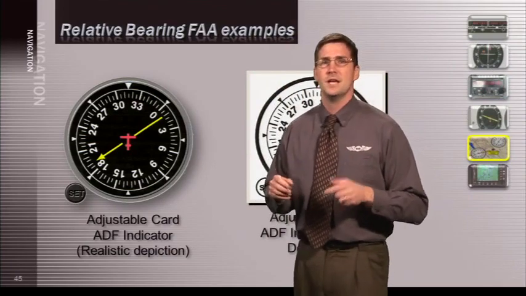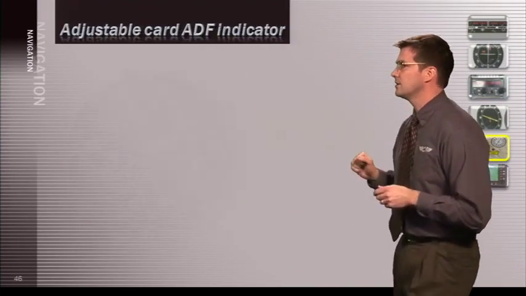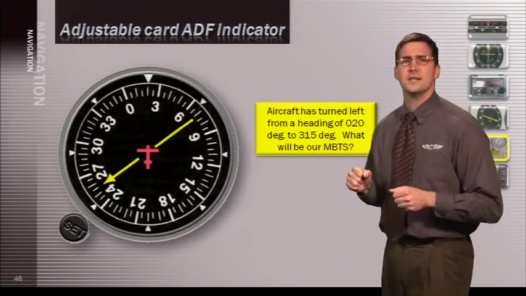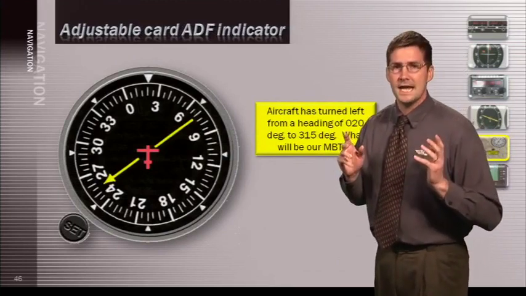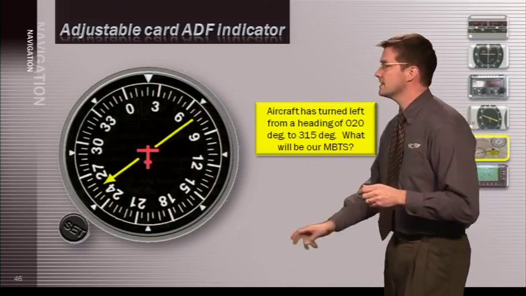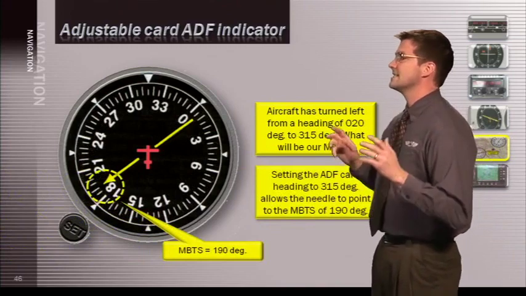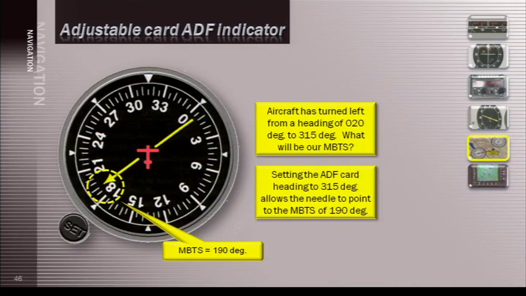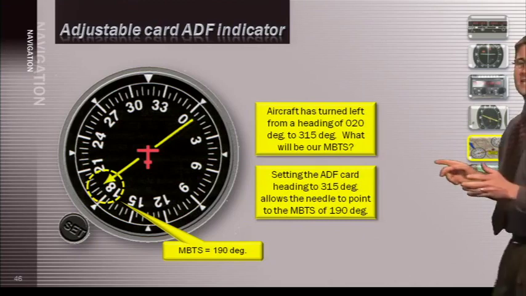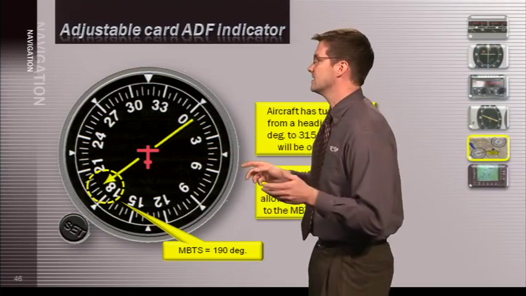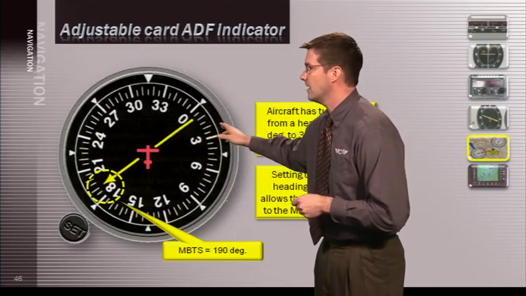Check this example. Here the aircraft has just completed a turn from 020 to a new heading of 315 degrees. With this adjustable card ADF, you set your new magnetic heading of 315 degrees using the set knob right here. Since the needle always points to the station, the bearing to the station under the head of the needle indicates 190 degrees. The tail of the needle is the reciprocal, 180 degrees opposite, or in this instance, it's 010 degrees, as you can see right here.